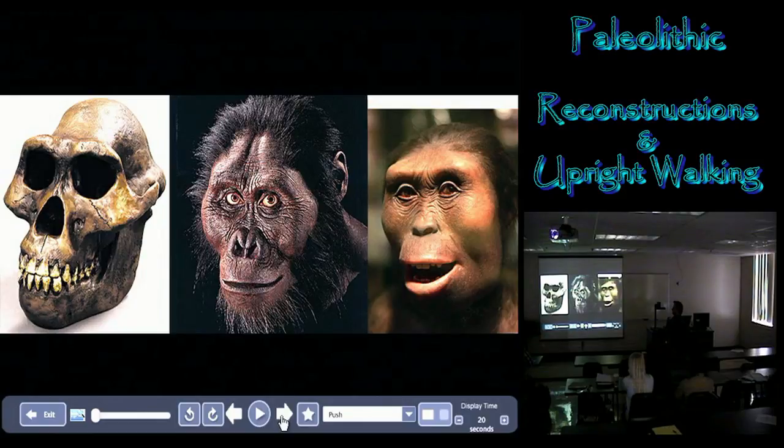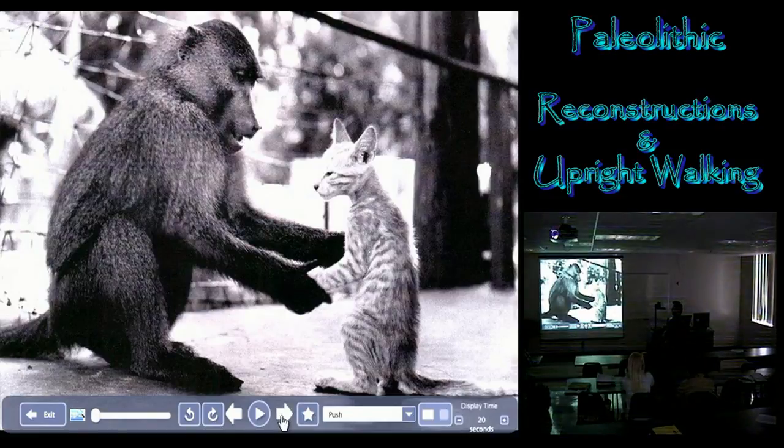This is probably from the Olduvai Gorge, a lot of the Australopithecines. Is that right? Yeah. I think the answer to your question is I have no idea.